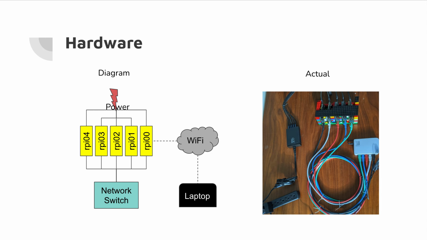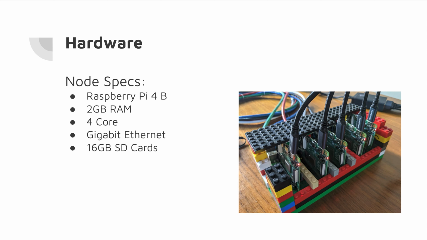Okay, so as far as the hardware that I used, on the left you'll see a diagram, and basically what I have is 5 Raspberry Pis in a cluster, and they share a power source and they communicate via a network switch. Okay, there's a zoomed in image of the 5 Raspberry Pis sitting in their Lego server rack. And so each node is a Raspberry Pi 4B, and they have 2 gigabytes of RAM, 4 cores, a gigabit Ethernet, and then 16 gigabytes of storage on their SD cards.